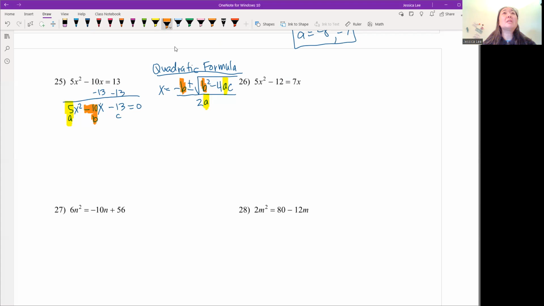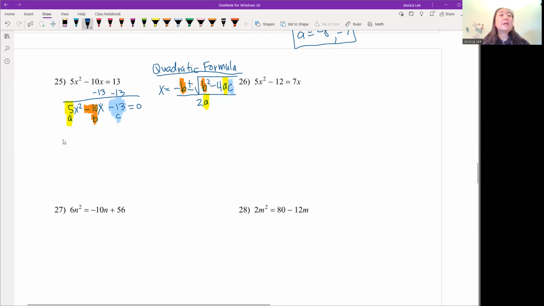And then we got our c. We'll make that blue, and let's get -13. So that's going to be right here. c is only in one place.